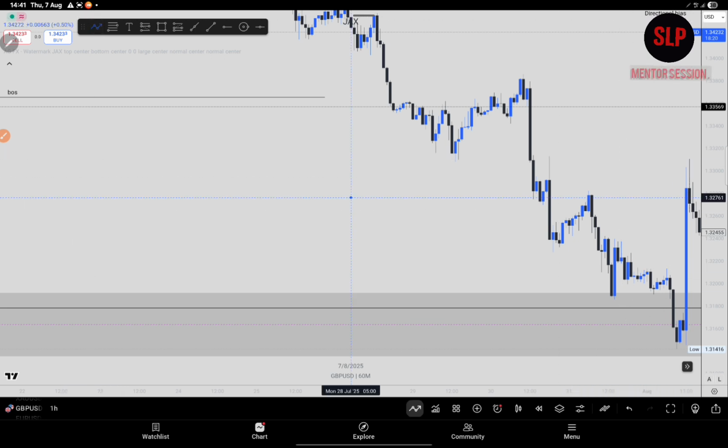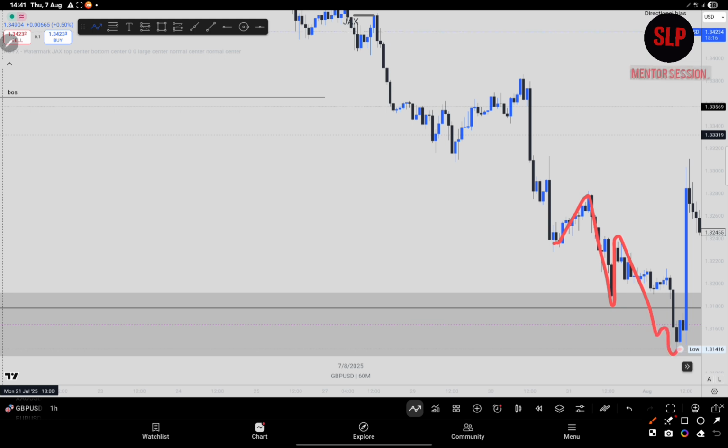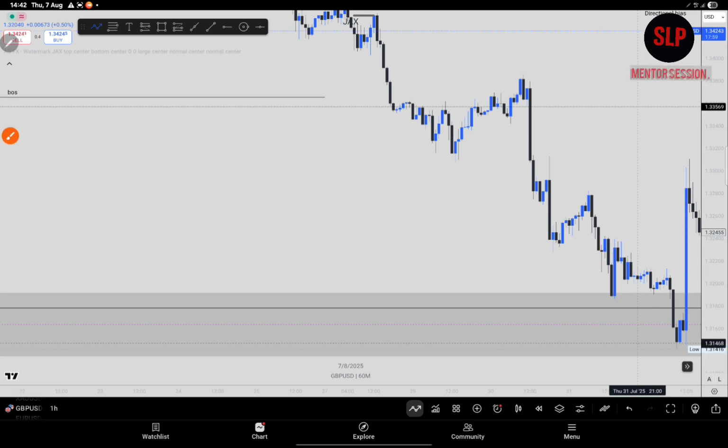I patiently waited for price to come at me to get the POI, and the next thing I'm waiting for is for price to give me a shift in structure for me to confirm the bullish intent. What do we have? I don't know if this is news, but we had a shift in structure right here. Market structure shift. We had the market structure shift right here, and that's a very good sign.